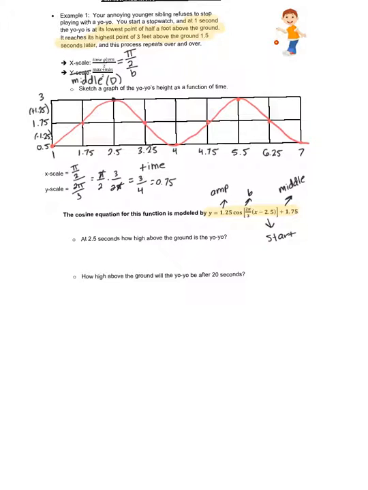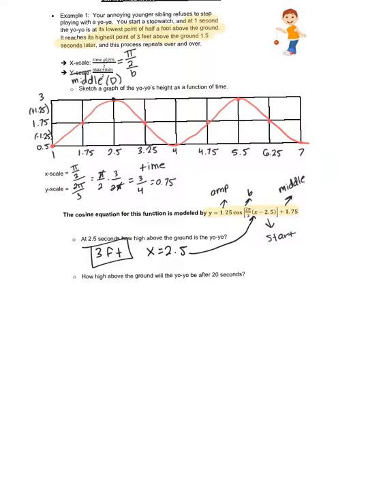If you want to double check this, you could always plug x equals 2.5 into your equation here, and if you put that in your calculator, you will end up getting 3 feet. That's our answer. How high above the ground will the yo-yo be after 20 seconds?